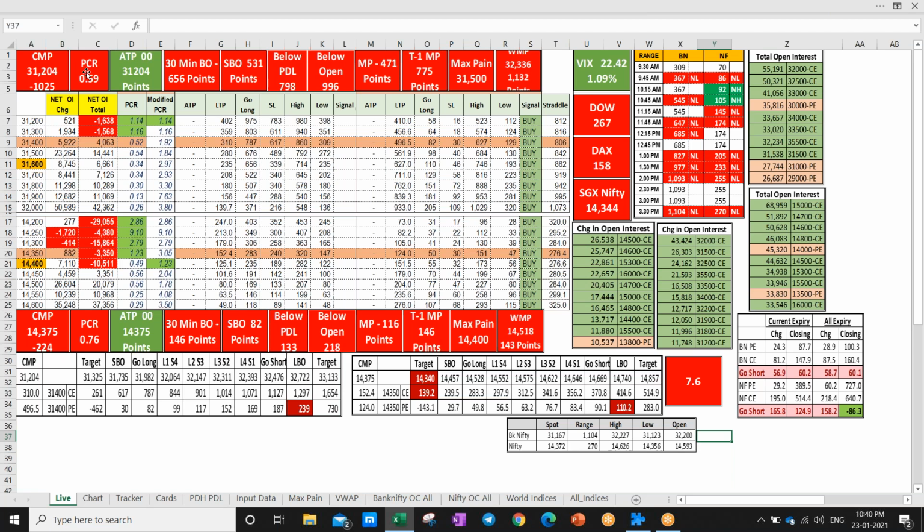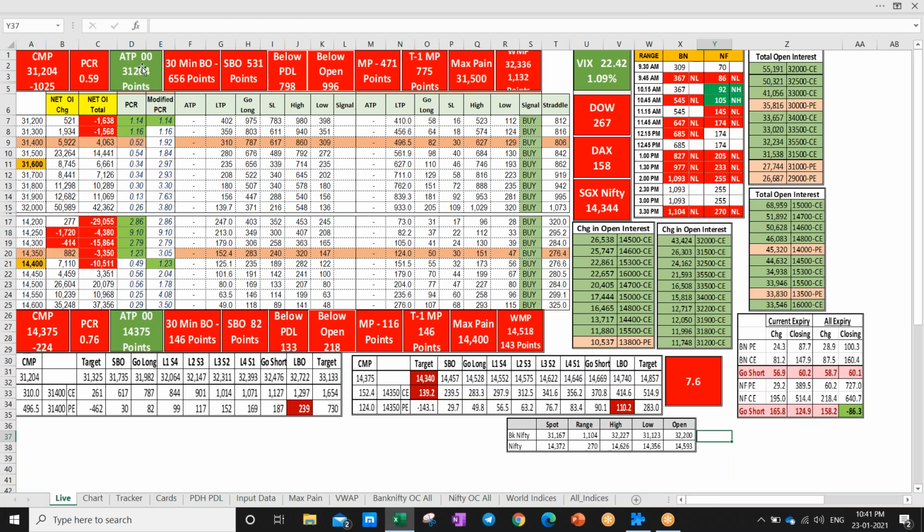Next is the PCR for the current expiry. What is PCR? Put call ratio. The total put open interest divided by call open interest for the current expiry indicates the position, bearish or bullish. Whenever it is below 1, it is assumed to be bearish, and above 1, it is expected to be bullish. Coming to this, the ATP, means average traded price, the VWAP.